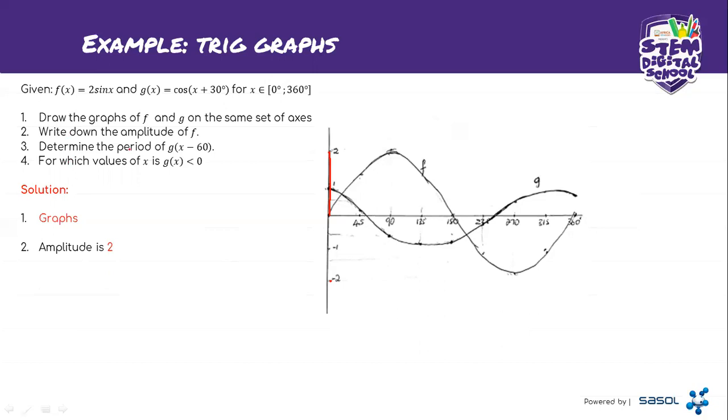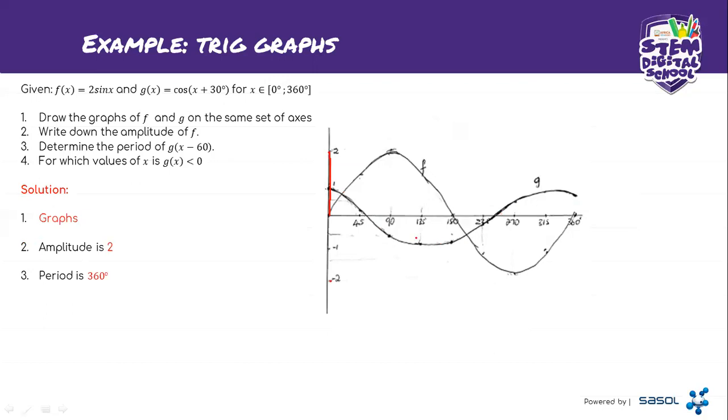It says determine the period of g of x minus 60. What will be the period? The period is still 360. Which graph is that? The graph is this one.